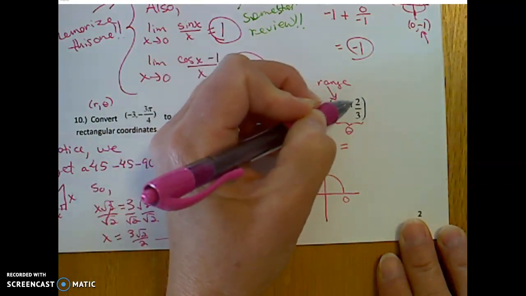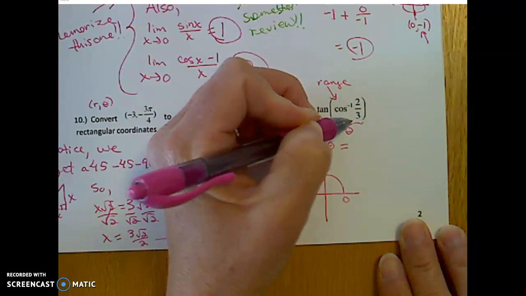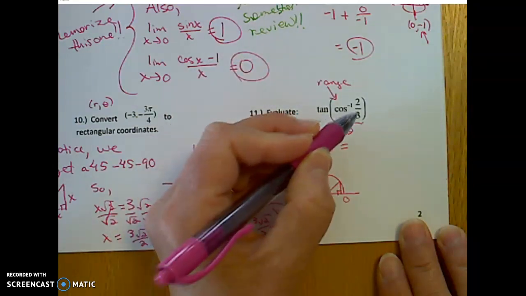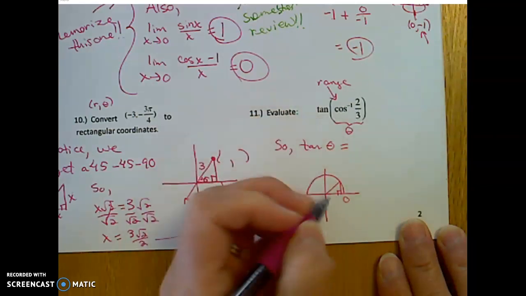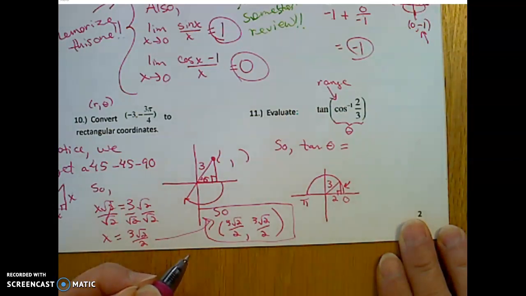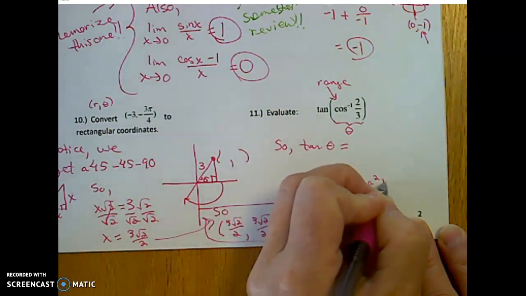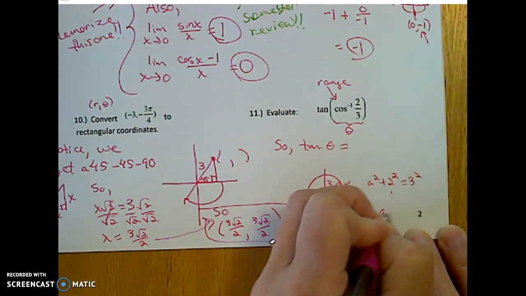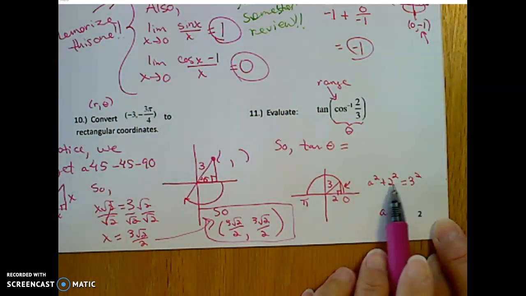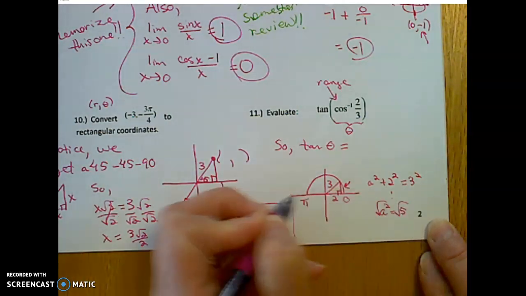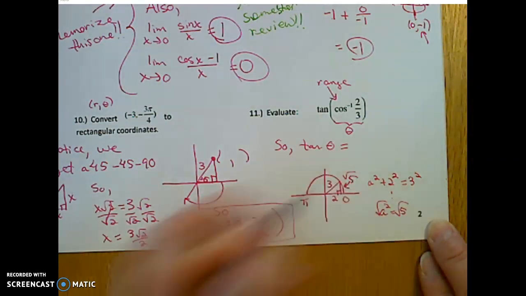Since this cosine value is positive, I'm going to draw a triangle in the first quadrant. Cosine of that angle is 2/3, so adjacent over hypotenuse, and find that missing side. I'll say a squared plus 2 squared is equal to 3 squared. Solve for a. What is that? 9 minus 4, which is 5. A squared equals 5, and a is equal to the square root of 5.